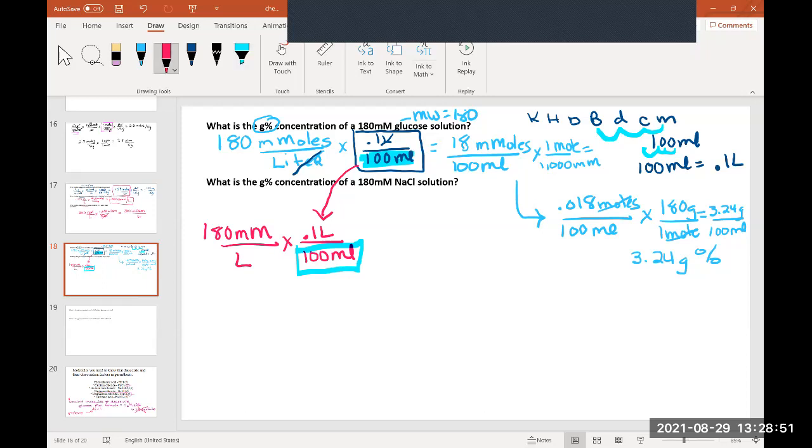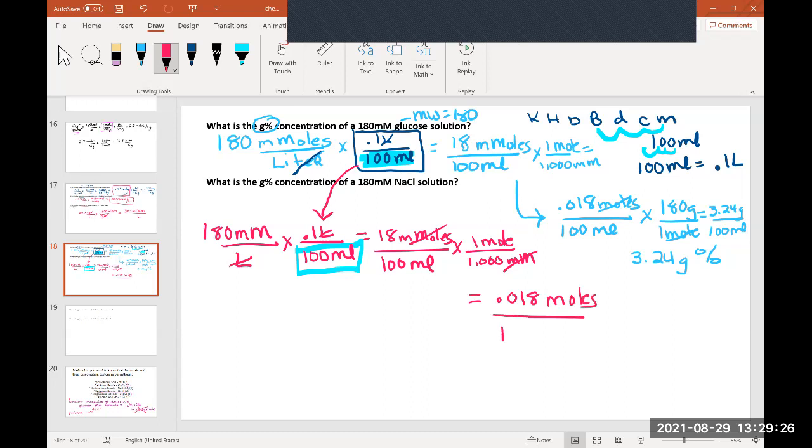So now my liters cancel. I now have again 18 millimoles for every 100 milliliters of solution. Convert my millimoles into moles. So there are 1,000 millimoles for every 1 mole. The millis cancel out, and I'm left with 0.018 moles of sodium chloride for every 100 milliliters of solution.